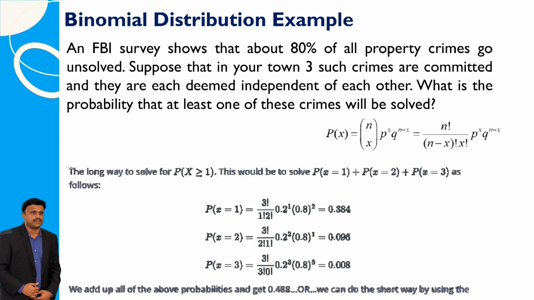An FBI survey indicates that 80% of property crimes remain unsolved. In your town, where 3 property crimes occur independently, the probability of at least one crime being solved can be determined by calculating the complement of the probability that all 3 crimes go unsolved.